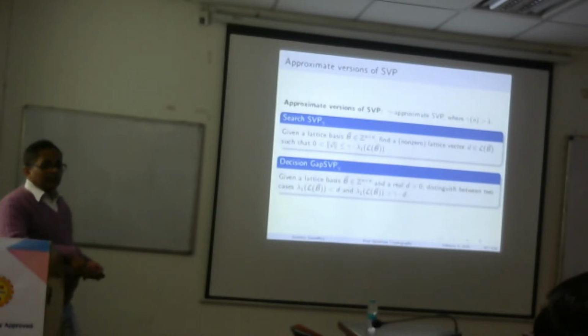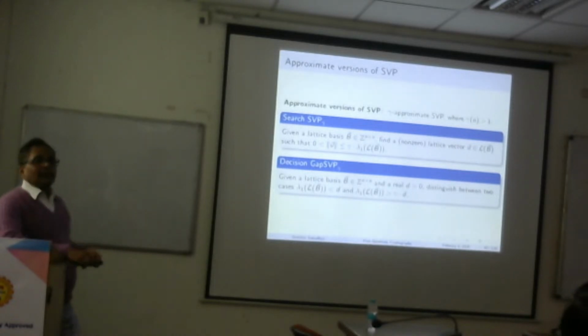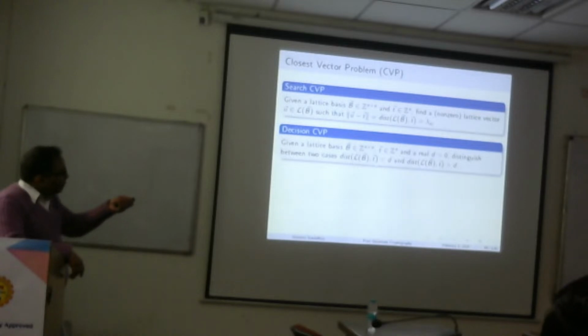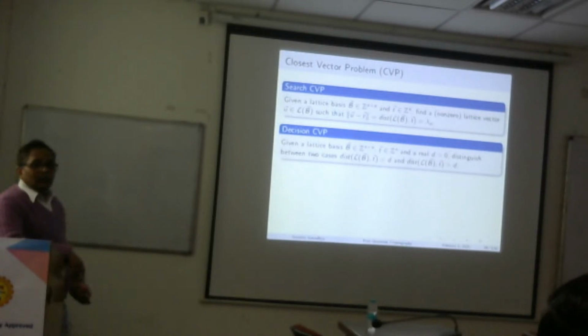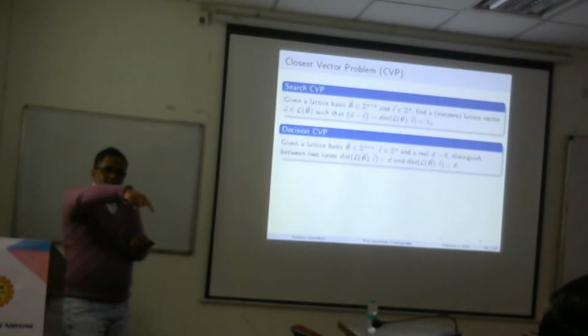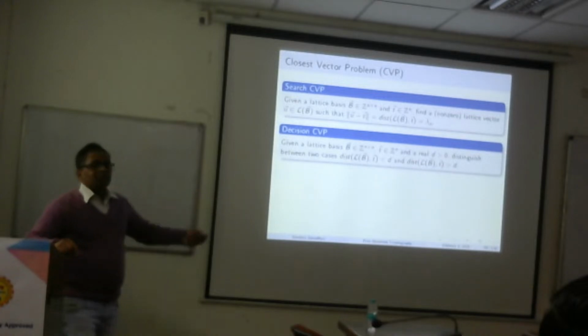Even when I am picking a random point and giving it to you, you can't even find the closest point. This is a very hard problem. So this is the closest vector problem. And then there is a decision version. If I give you a t and a number d, you tell me whether, if from t you create a radius of d, there is a lattice point inside or outside. You can't even distinguish.